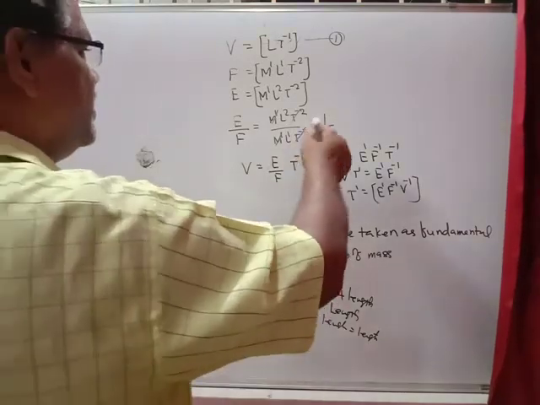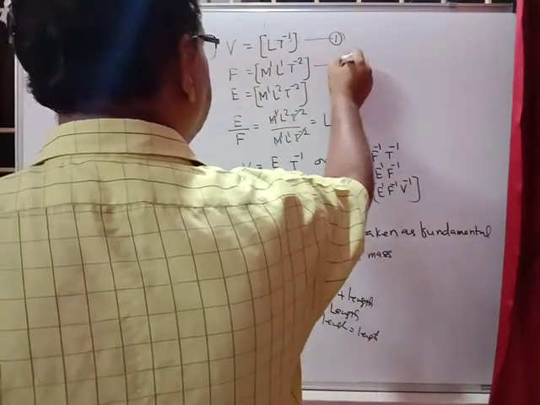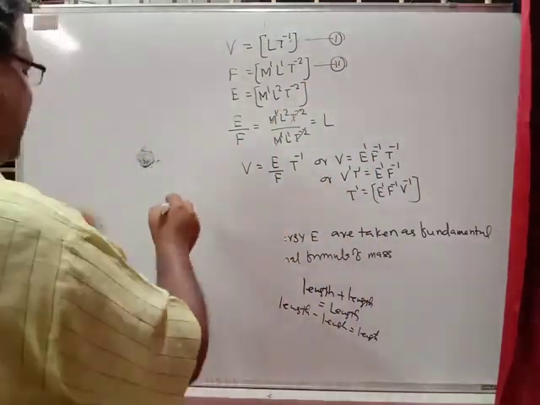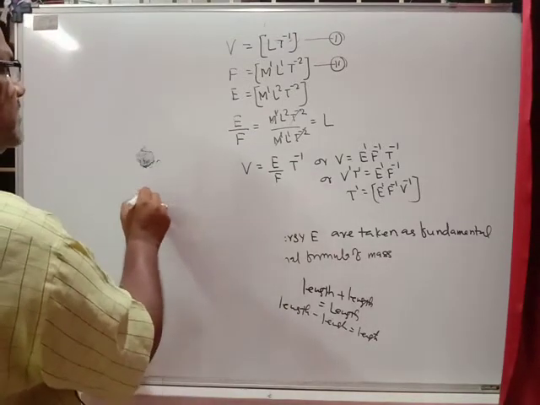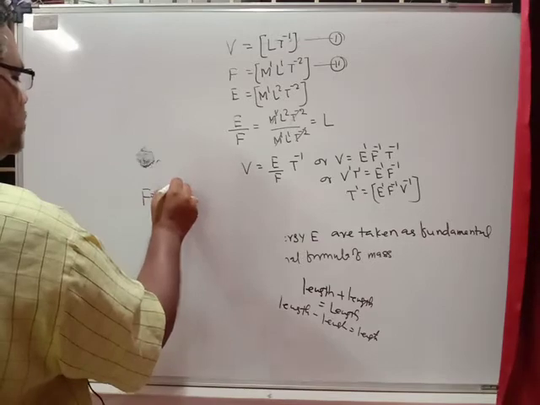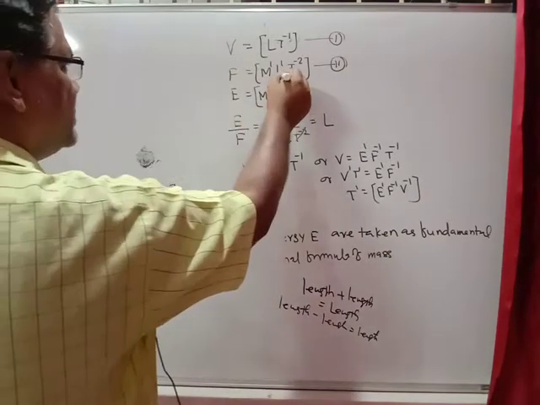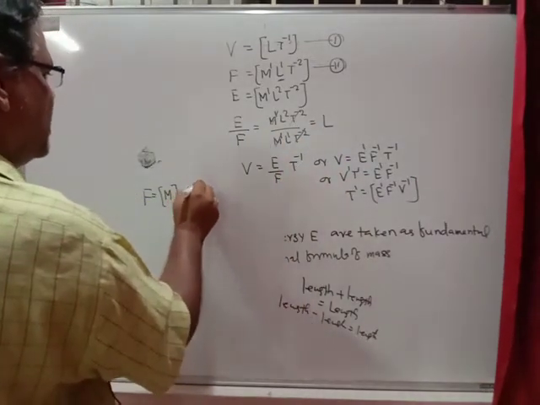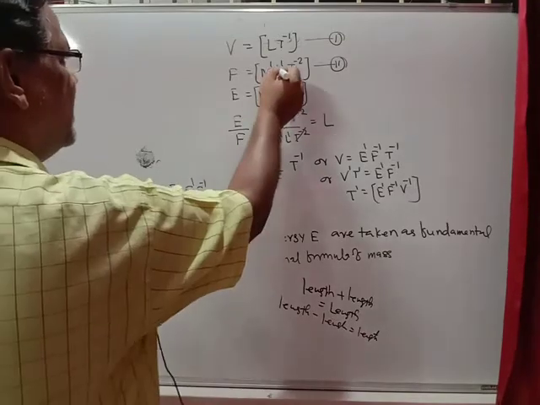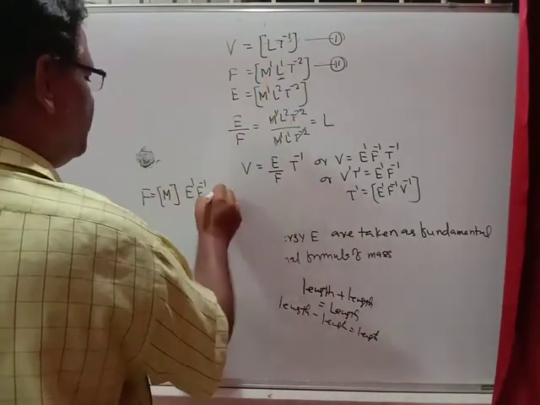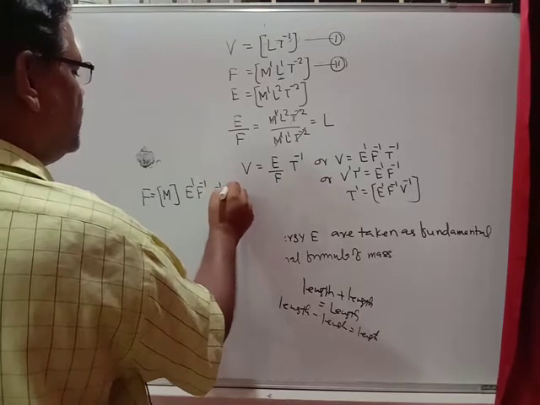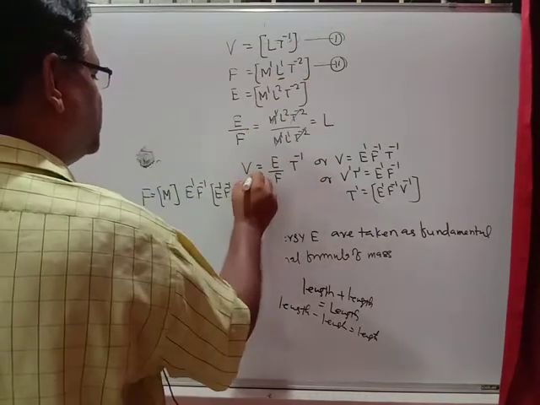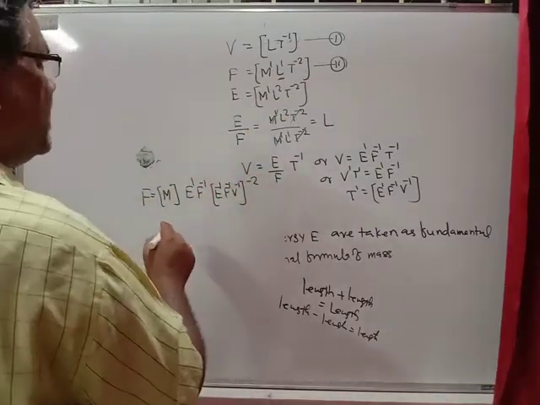So you have to put all these values in equation 2. If you put all the values in equation 2, we get F equal to M, because we require this dimensional formula, and in place of L you put E^1 F^-1, and in place of T you put E^1 F^-1 V^-1 to the power of minus 2. So this is F equal to M.